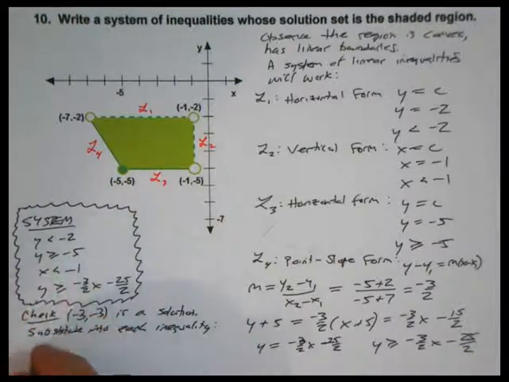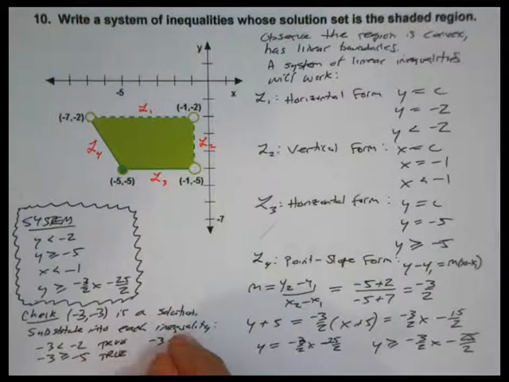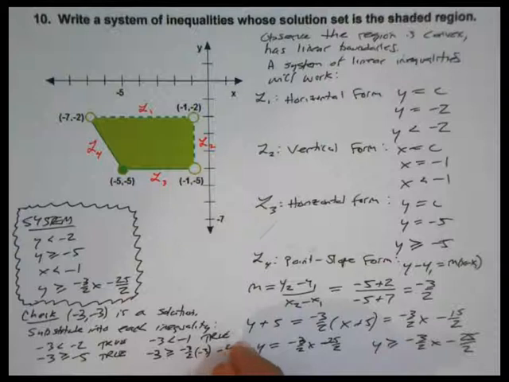Here we go. The first one we got negative 3 less than negative 2. True. Second one, we would have negative 3 greater than or equal to negative 5. True. Third one, negative 3 less than negative 1. True. And lastly, negative 3 greater than or equal to negative 3 halves times negative 3 minus 25 over 2.